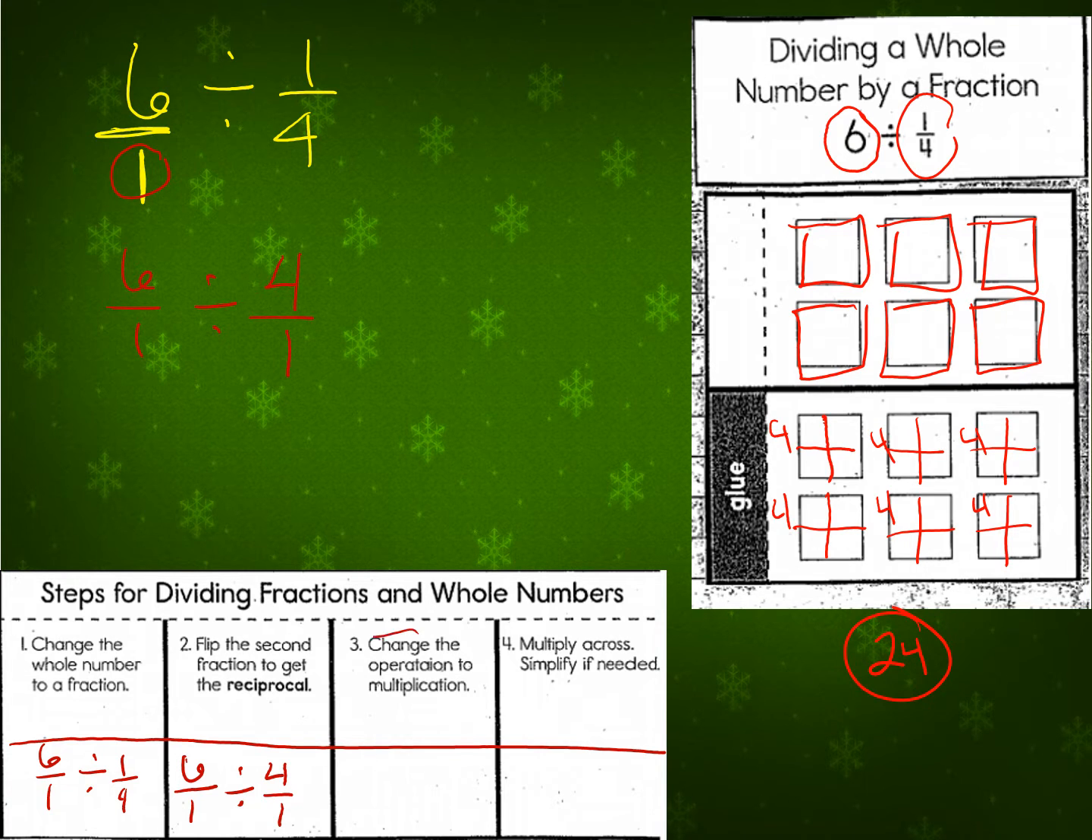The third step is change the operation to multiplication. So 6/1 times 4/1. And then multiply across and simplify if needed. So 6 times 4, 24. 1 times 1 is 1.